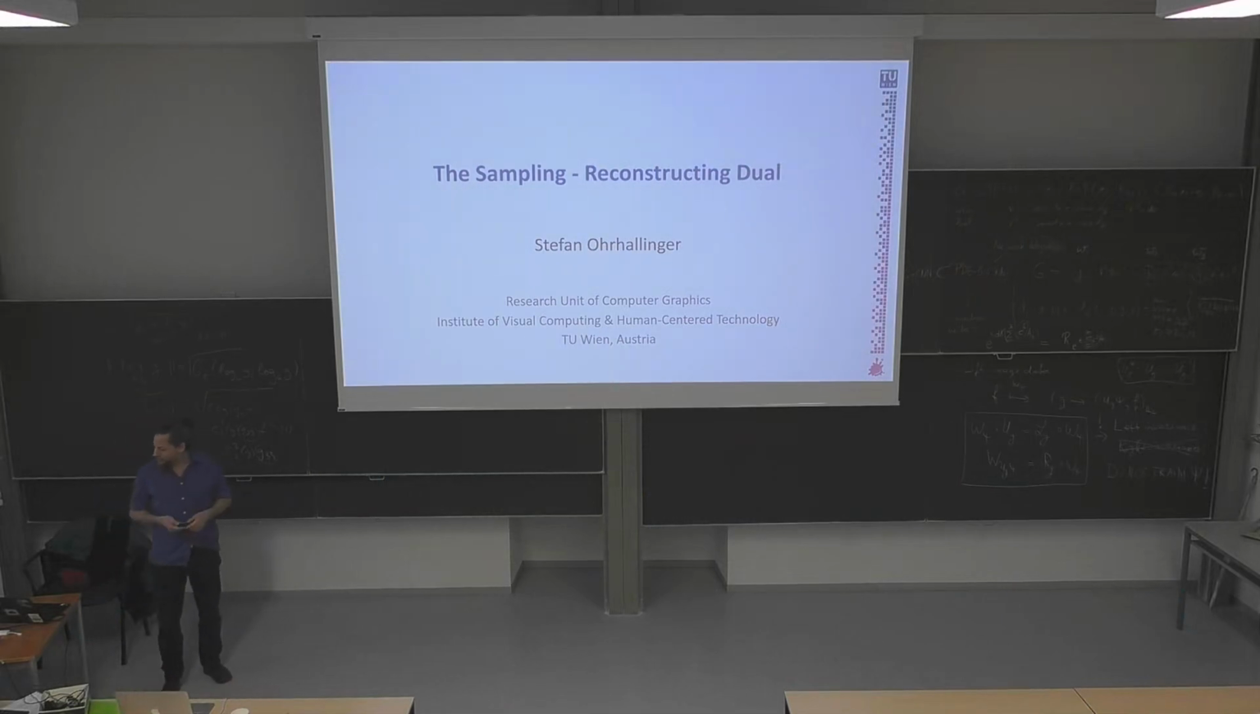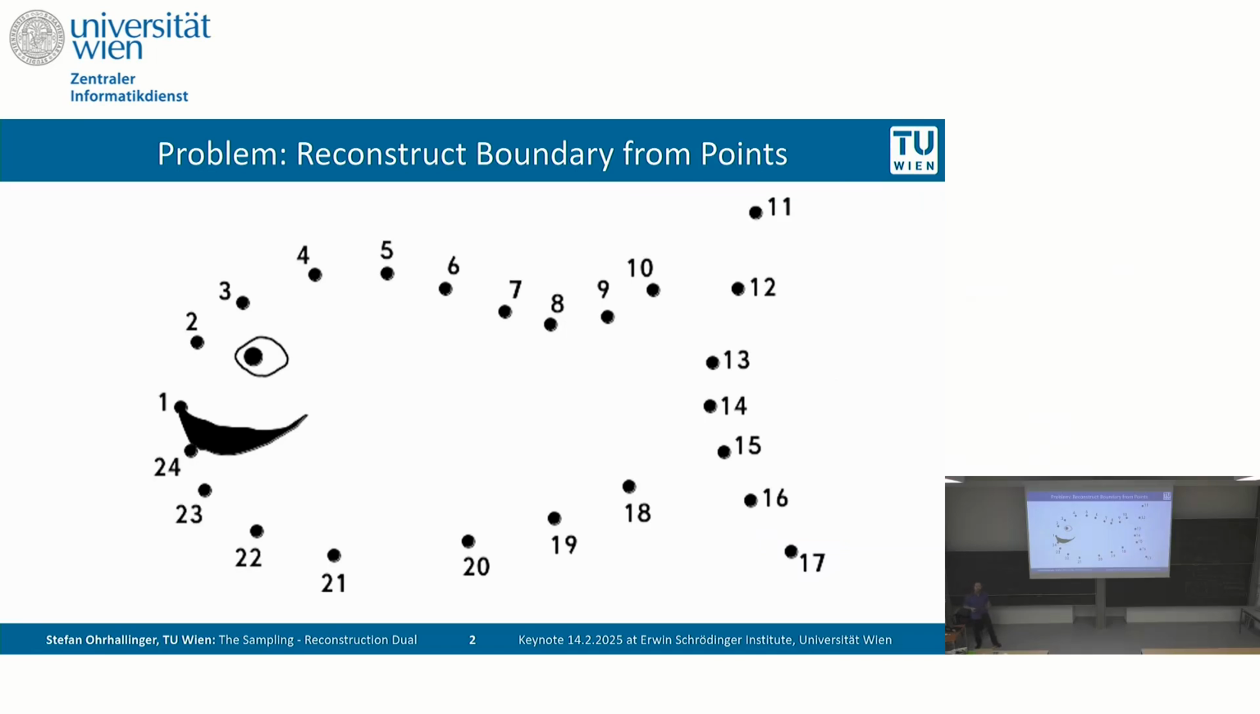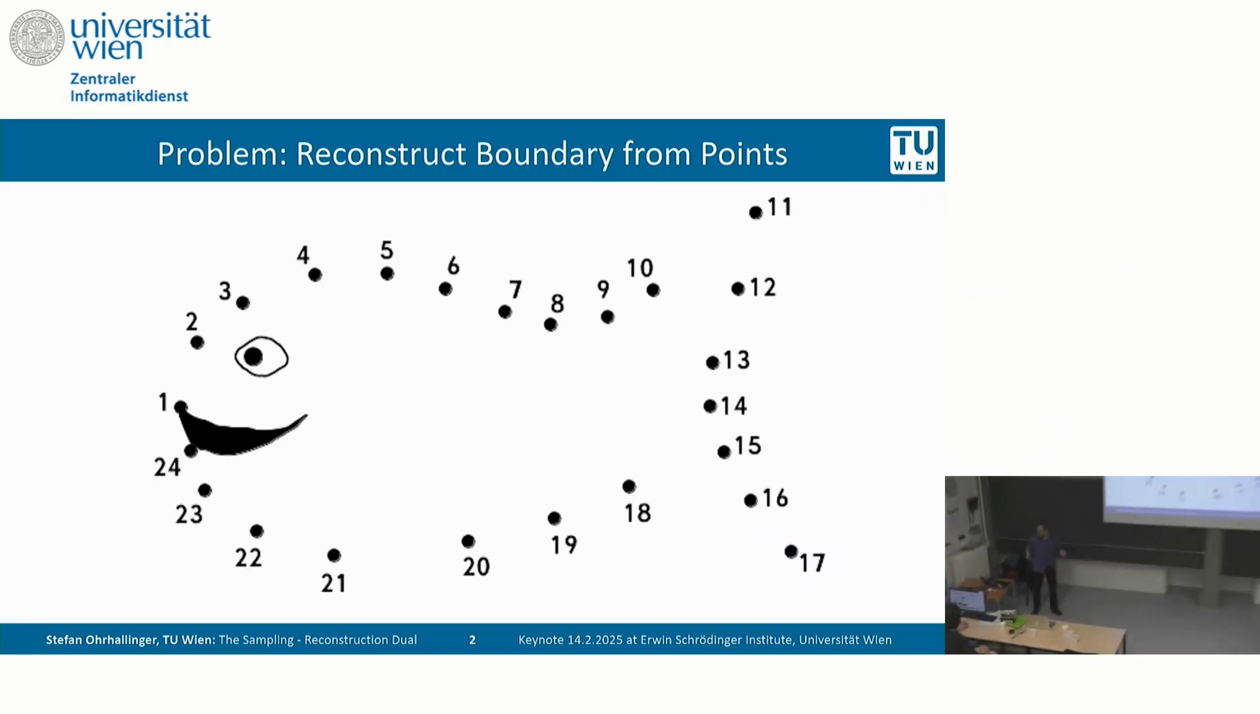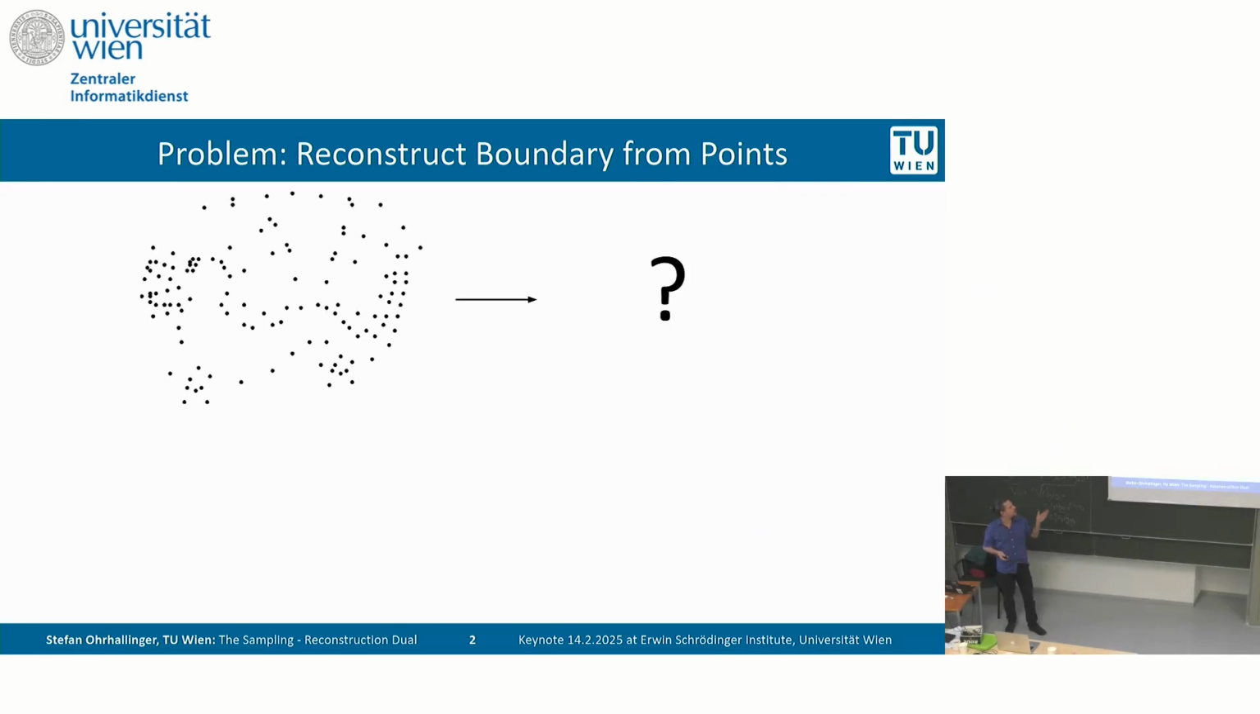And I talk to you about reconstruction and its inverse problem, sampling. To start, I give a very simple example you may know from your childhood, the game Connect the Dots. It's an easy and fun game. But what if there's more points, and what if we drop the numbers? Can any of you have a guess what this shape is?